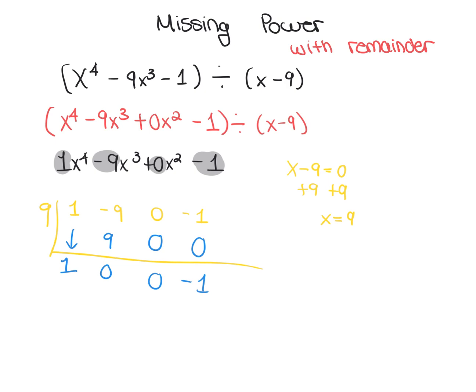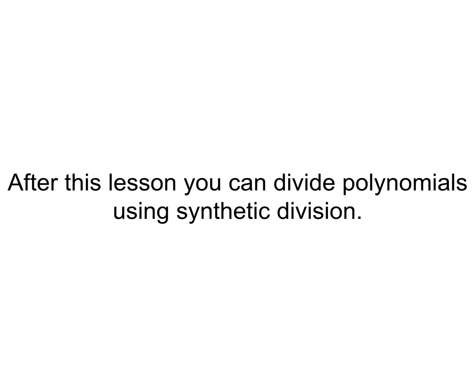So this becomes x to the third plus 0x squared plus 0x. And then we keep this negative 1 as our remainder. So our final answer is x cubed plus negative 1 over x minus 9. After this lesson, you can divide polynomials using synthetic division.